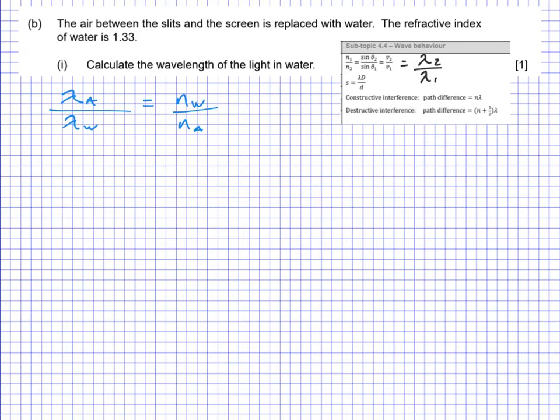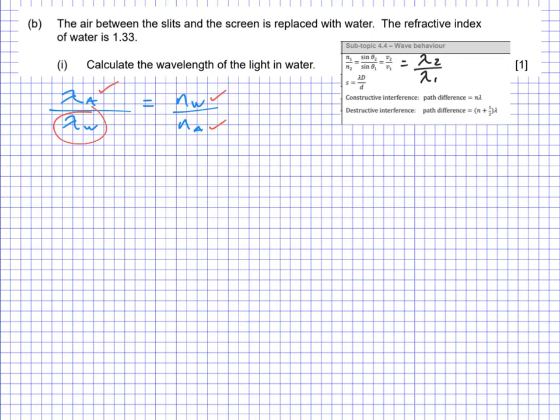So we should know that the refractive index of air is 1. We're told in the question that the refractive index is 1.33, and we're told in the previous part of the question that the wavelength in the air is 633 nanometers. So we know those three things. So clearly this is pretty straightforward now. We're just rearranging Snell's law and solving for the wavelength in water. So let's go ahead and just do that.